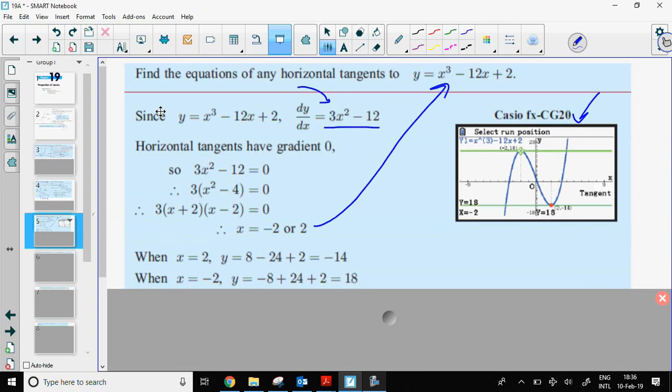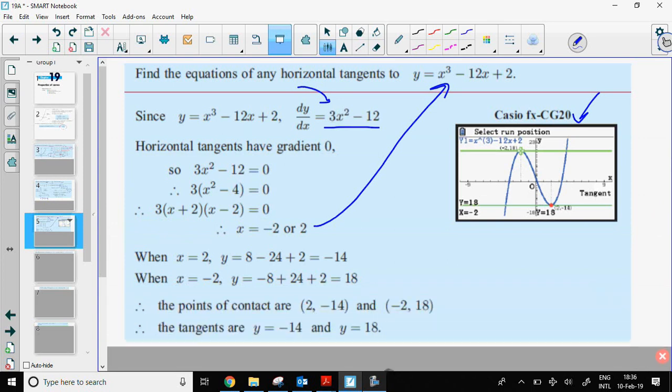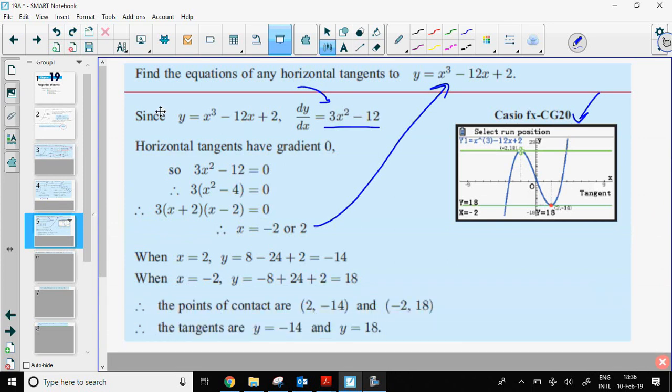And that, by the way, is all that we need to know. Since it's a horizontal tangent line going through those points, those y values are exactly the equations that we're interested in.